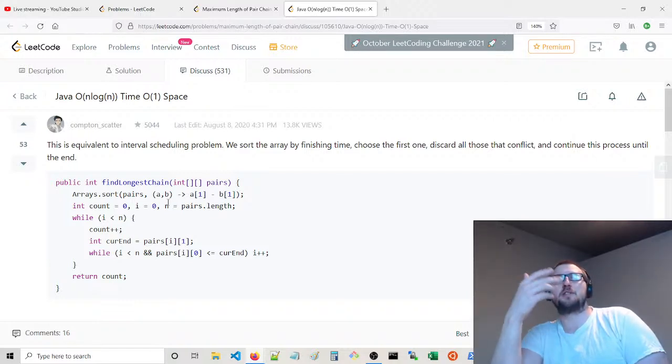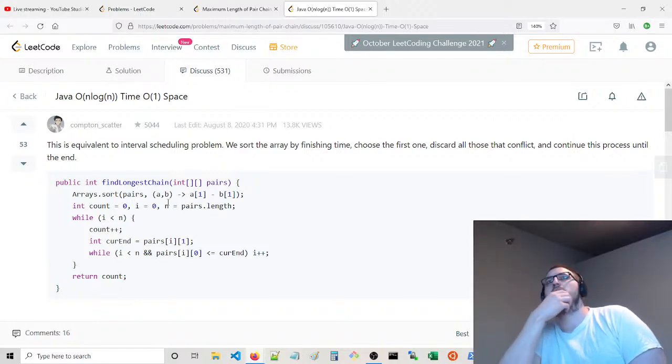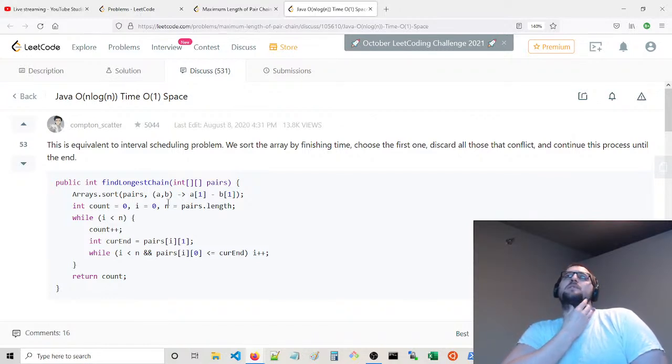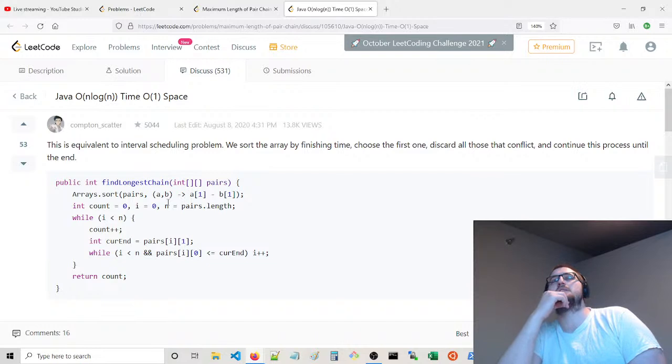Then just keep repeating, not recurse, but keep iterating, each time finding the disjoint interval with the smallest ending time. That's actually the way to describe this algorithm. It's super simple if you think of it that way. But why is it correct though? That's the question.